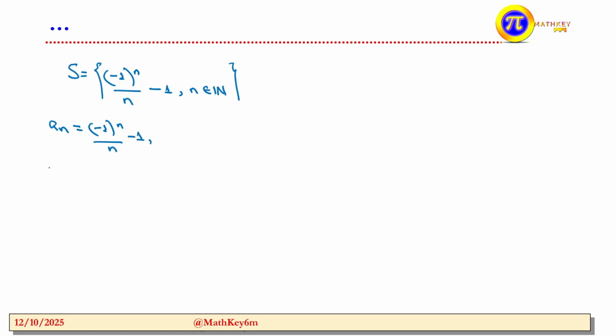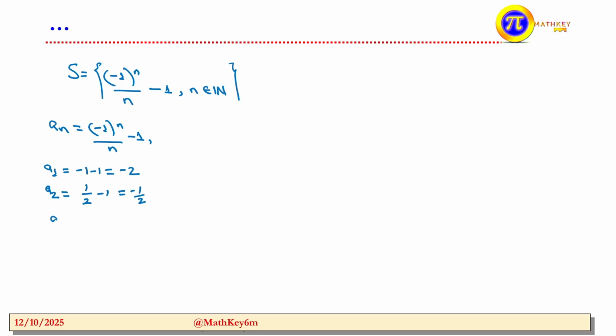This shows, what is a1? a1 is equal to -1 minus 1, which is equal to -2. When you take n equals 2, which is a2, it is equal to (-1)^2, that is 1, over 2 minus 1, which is equal to 1 over 1. wait: 1 over 2 minus 1 which is equals -1 over 2.